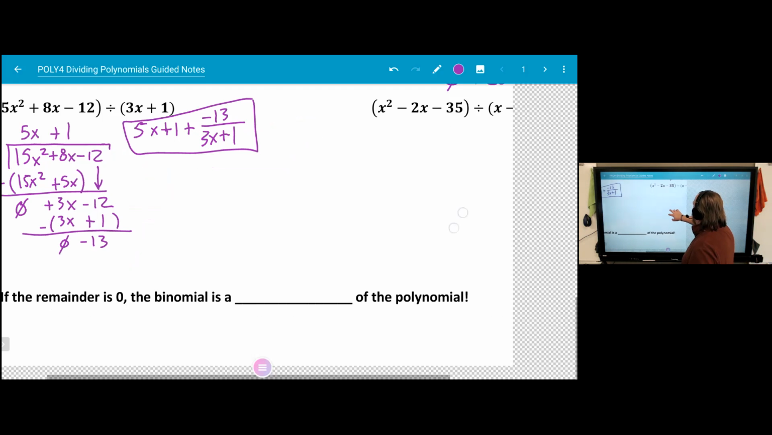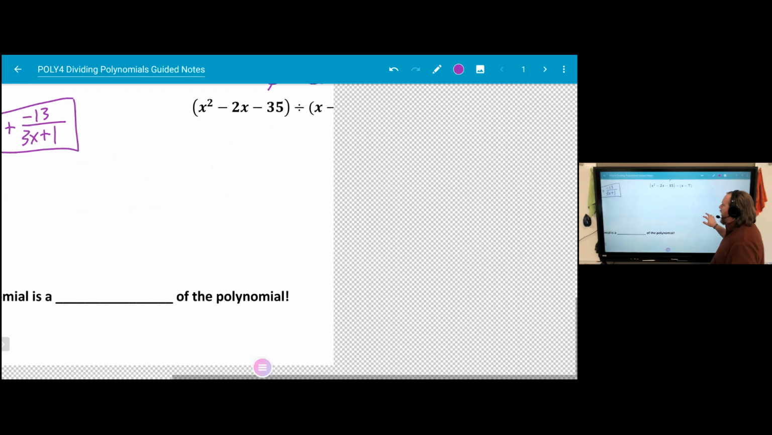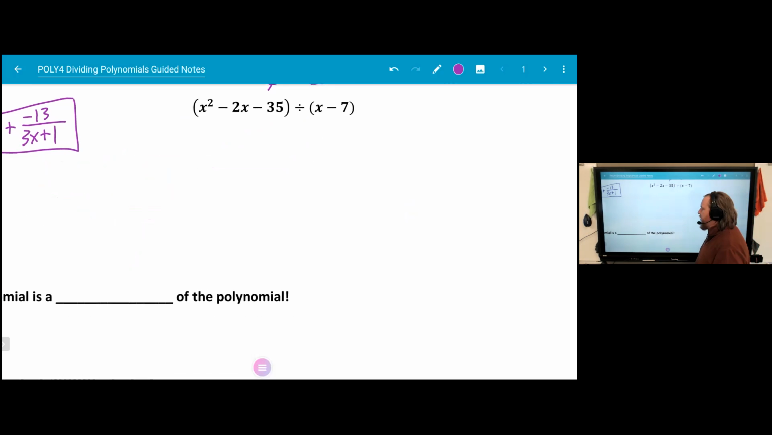Okay. What I want you guys to do is to try this one. X squared minus 2x minus 35 divided by x minus 7. Now, some of you already might be going, oh, something should happen there because of factoring. And I'm saying, yeah. So what I want you to do, give it a shot, see what you come up with, and then we can talk about it.